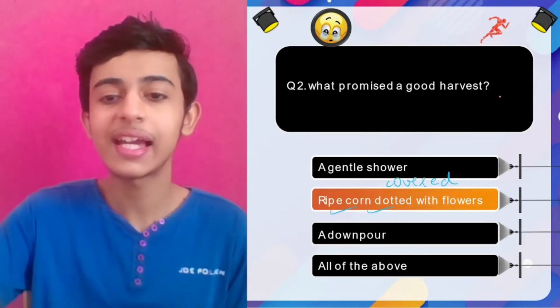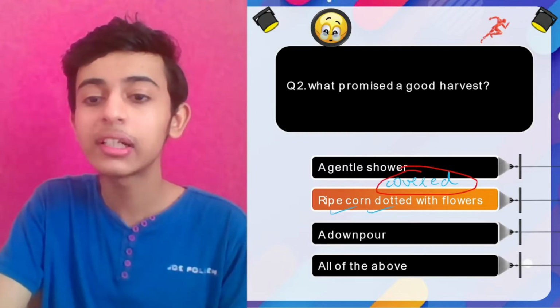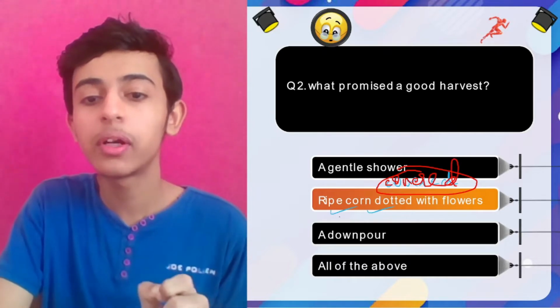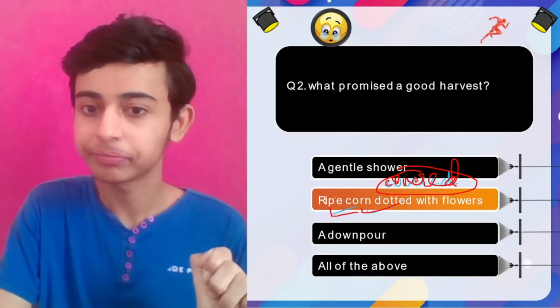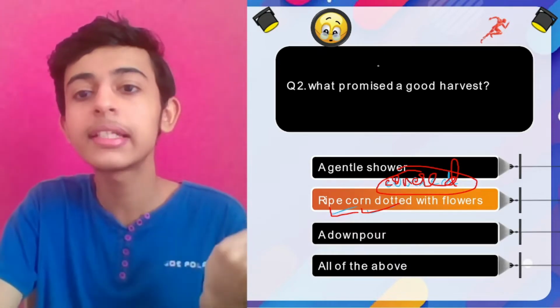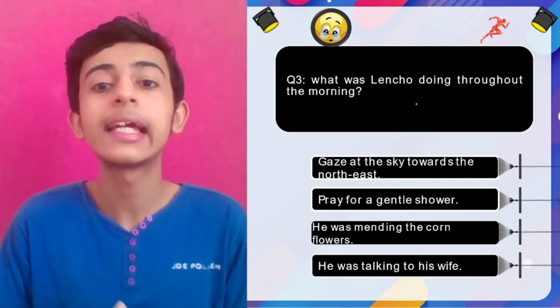Okay, and your time is up. It is definitely ripe corn dotted with flowers. It means ripe corn covered with flowers, and this is the absolutely correct answer. If the ripe corn is covered or dotted with flowers, it means there is a good harvest. Right, everybody? Amazing.